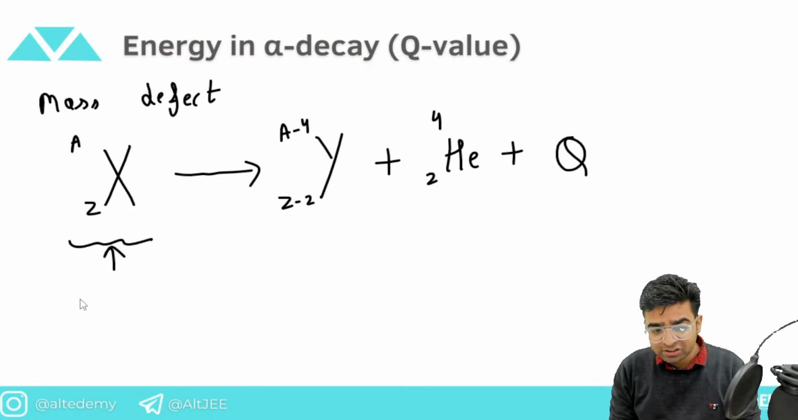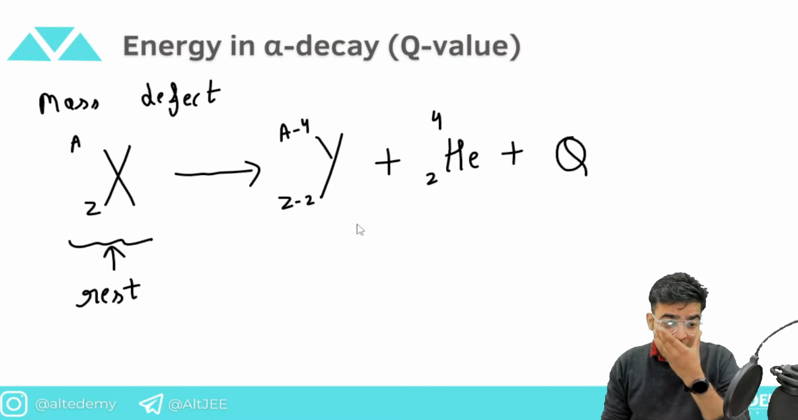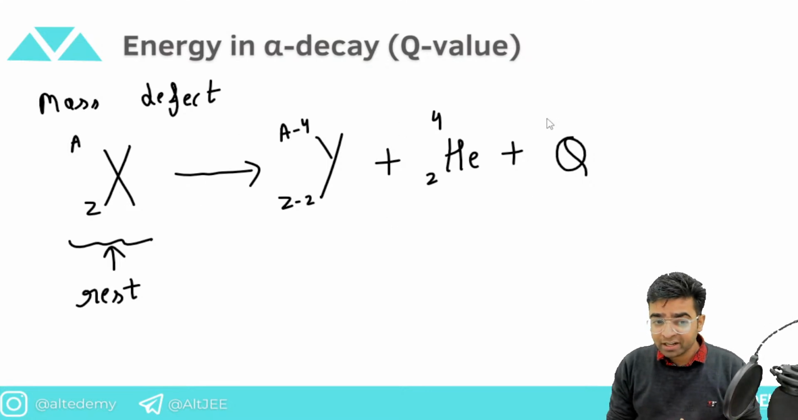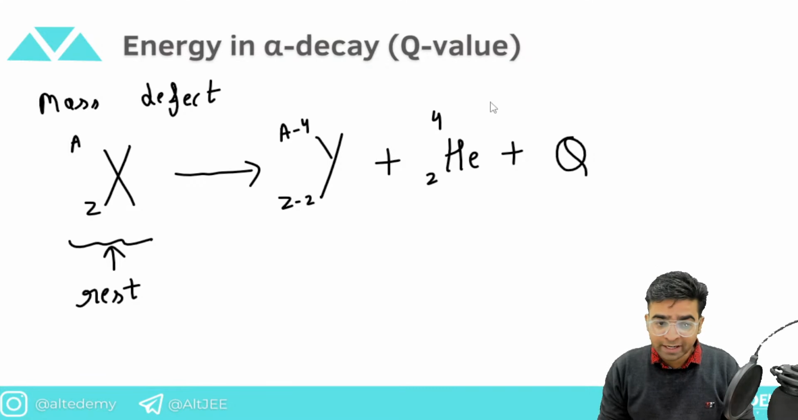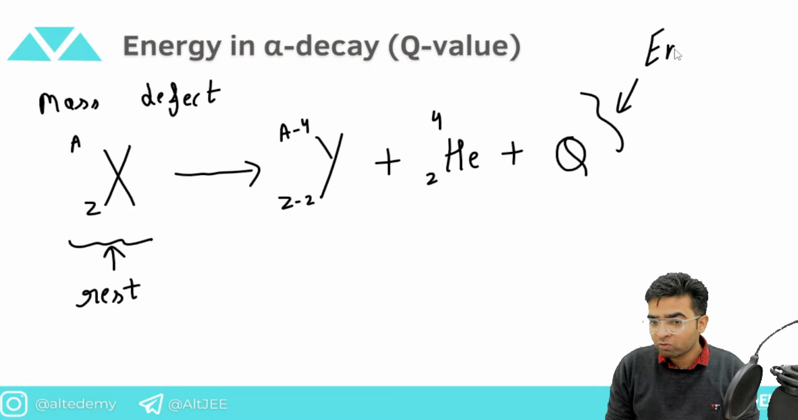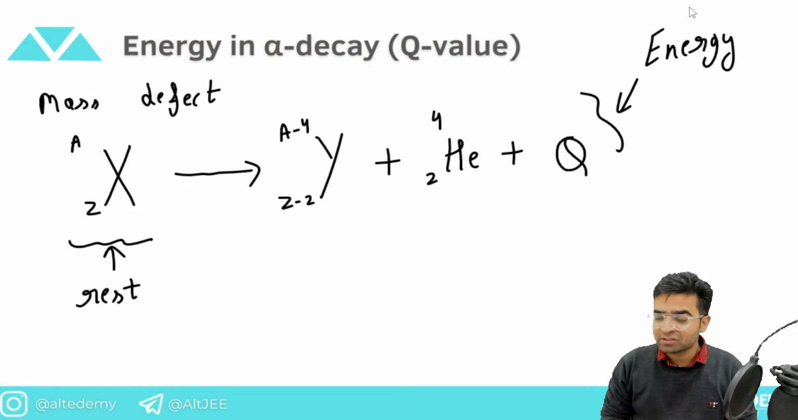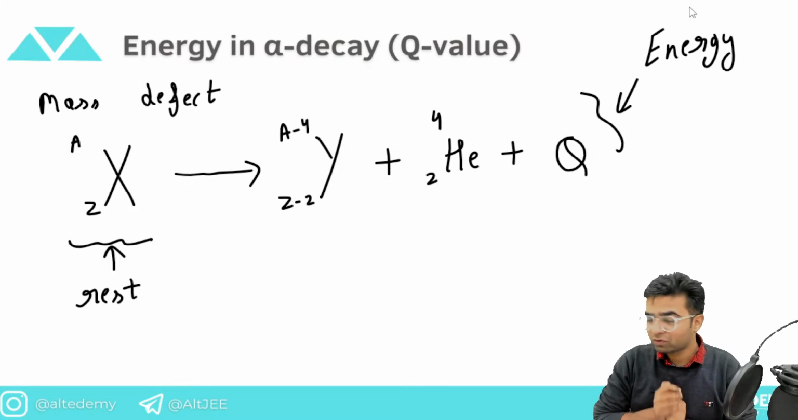This thing was at rest. Now, if you see, A and Z are equal. Conservation of A and conservation of Z is happening in alpha decay. But we have energy. From where is this energy coming?